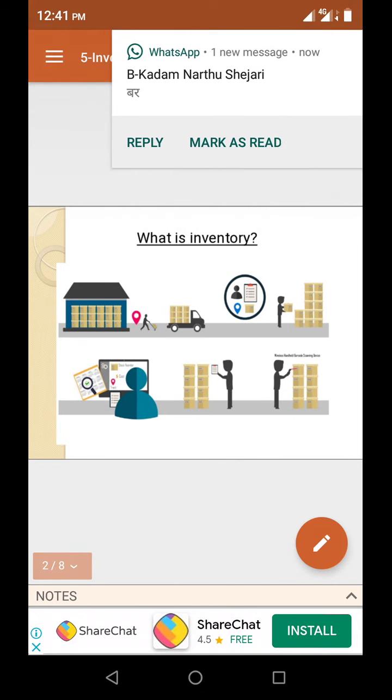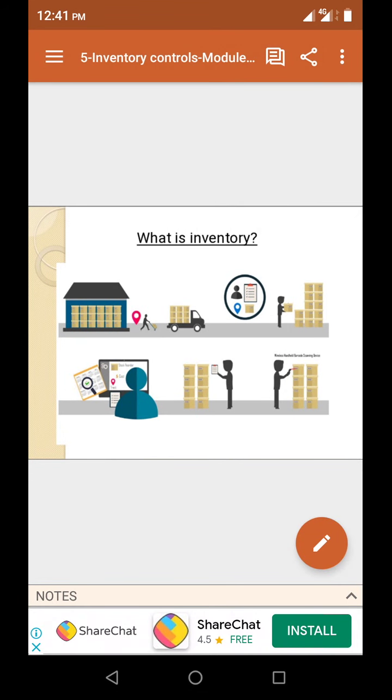What is inventory? Inventory is the process of storing all the material at the right place. Here, the requirement is to store the raw material, the material which is in process, the material which is finished, and the material which is having some defects.